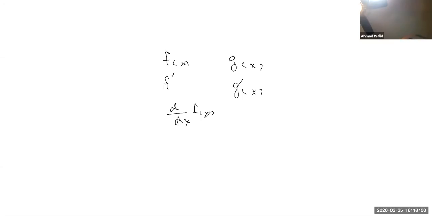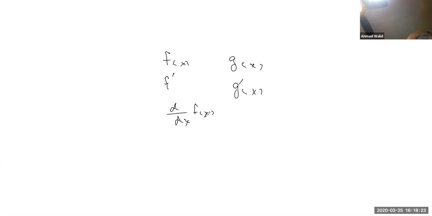But remember, d over dx is not a ratio. Some students think that it's a ratio. No, it's just a notation. It's an operational notation for derivatives. Soon after practicing a few problems, you will get familiar with these notations and you can use them very well.